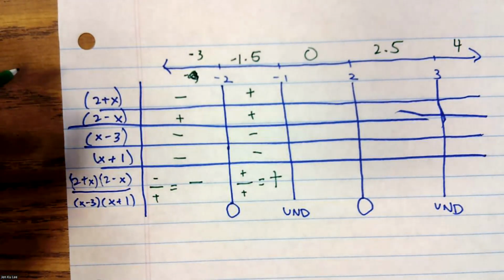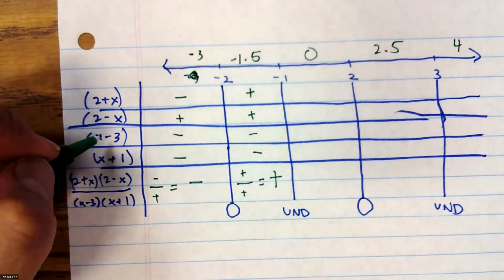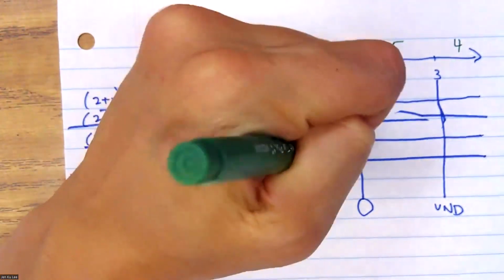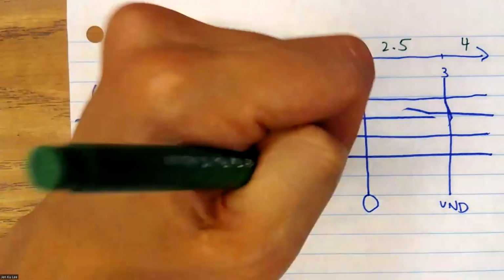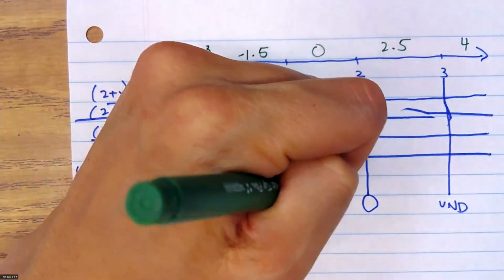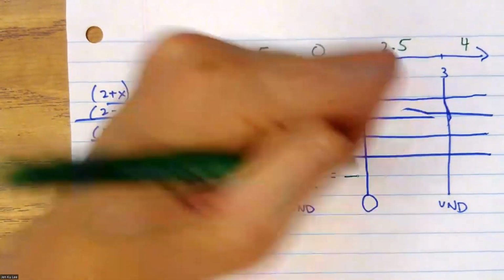Okay. Doing the same thing with 0. Positive, positive, negative, positive. Right? Just plugging in 0. So a positive times a positive is a positive. A negative times a positive is a negative. So a positive divided by a negative is a negative.